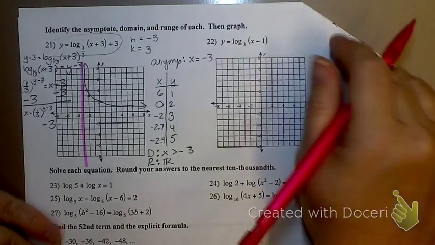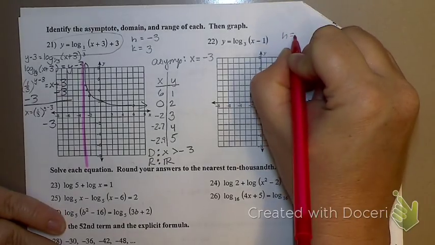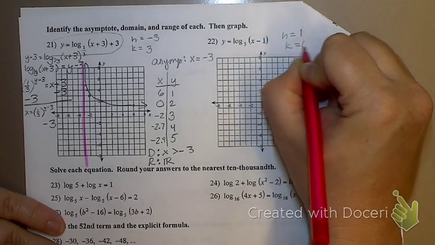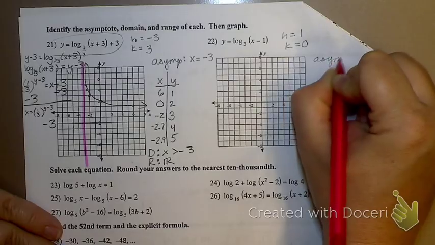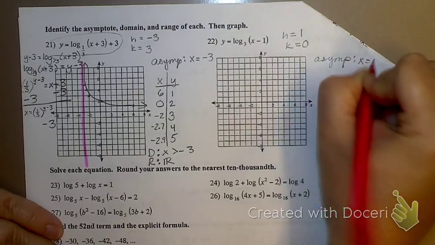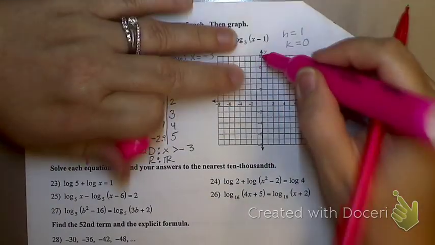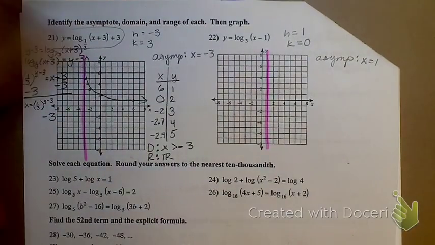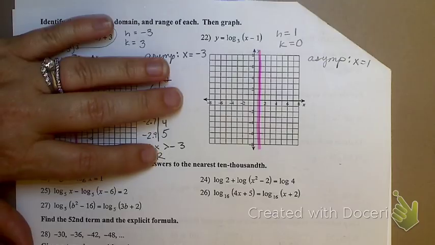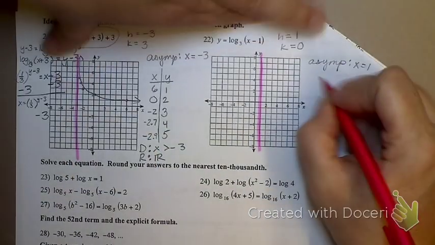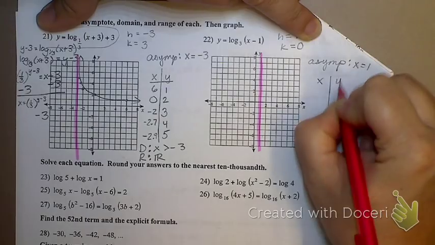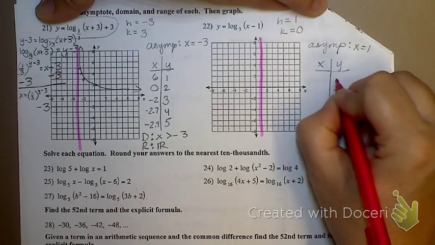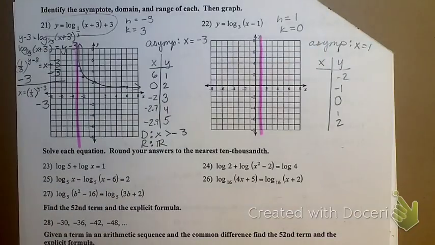All right, number 22, what is my h value? 1. My k value? 0. So my asymptote is x equals 1. That would be my vertical line right there. Okay. So, I go to my XY chart, and 0, my k value goes in the middle of my y's. -1, -2, 1 and 2 to find my values around there.